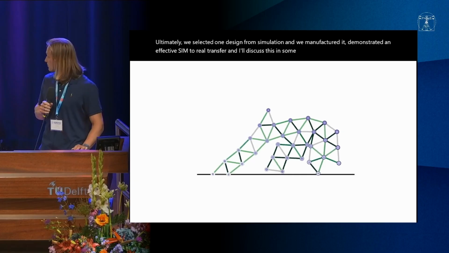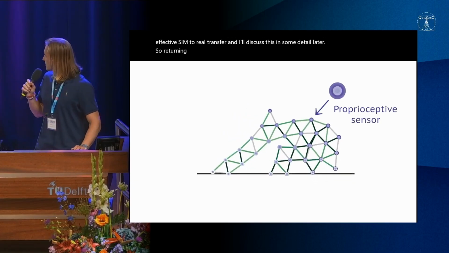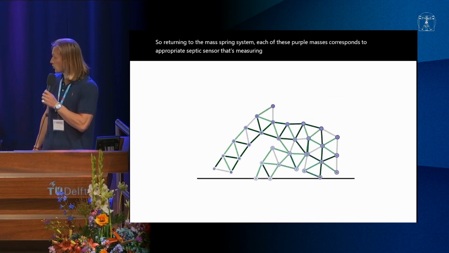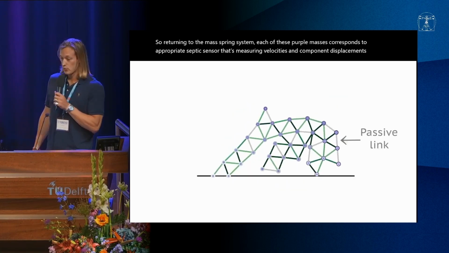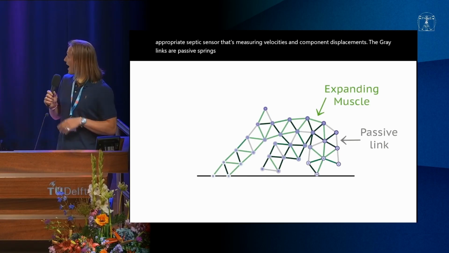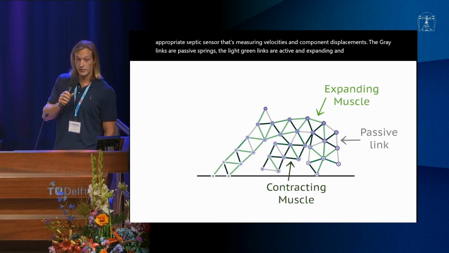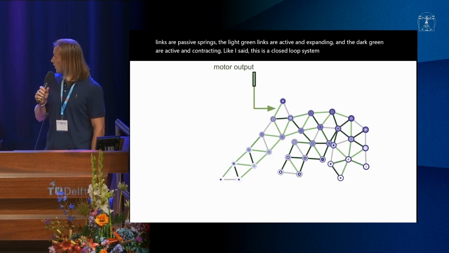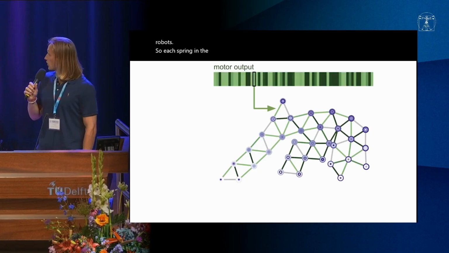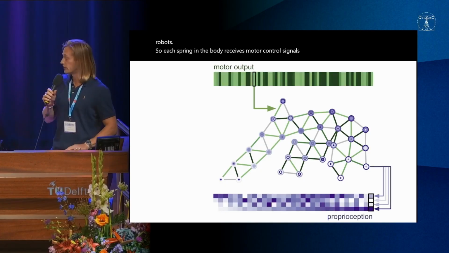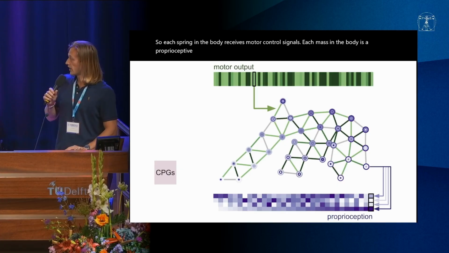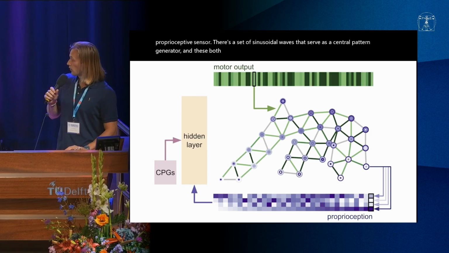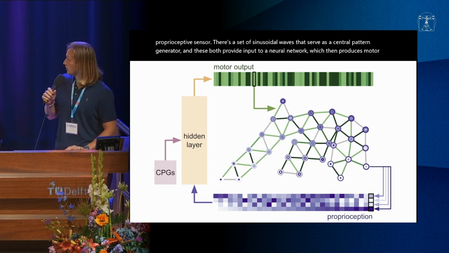So returning to the mass spring system, each of these purple masses corresponds to a proprioceptive sensor that's measuring velocities and component displacements. The gray links are passive springs, the light green links are active and expanding, and the dark green are active and contracting. Like I said, this is a closed-loop system, unlike most evolved robots. So each spring in the body receives motor control signals. Each mass in the body is a proprioceptive sensor. There's a set of sinusoidal waves that serve as a central pattern generator, and these both provide input to a neural network, which then produces motor output in order to close the loop.